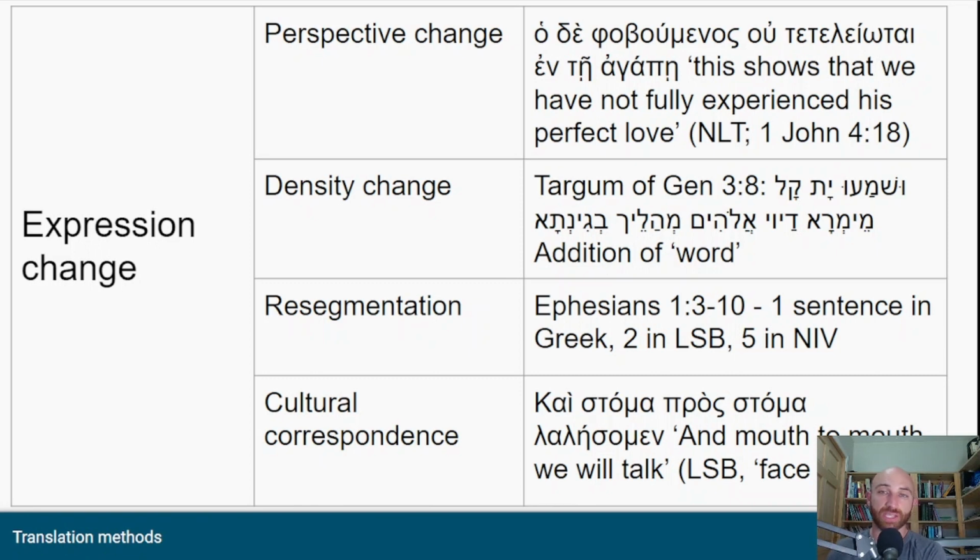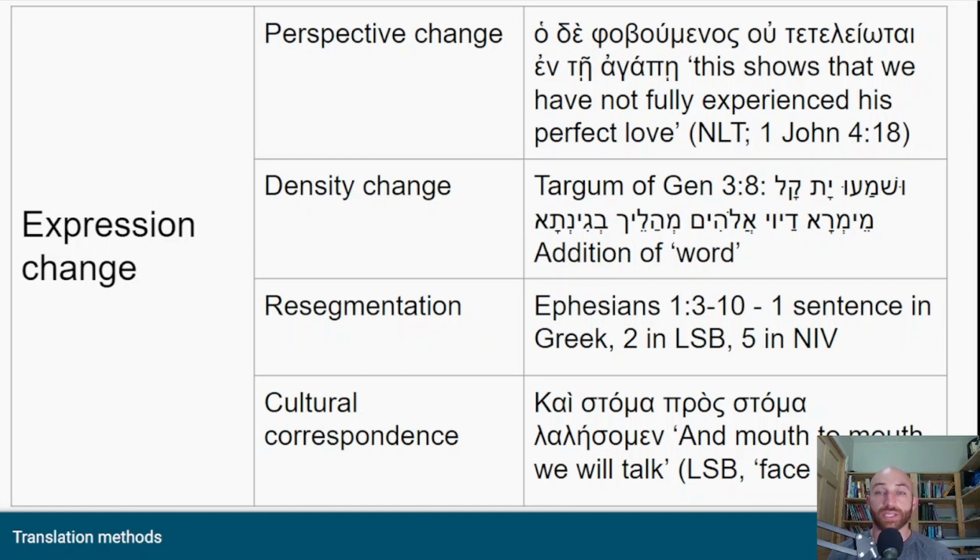So sometimes this will help the reader to understand what's going on in the original text better. Again, this is just a method to employ sometimes when a certain text might be suggesting something in Greek that's harder to say in English without this perspective change. Another subcategory of expression change is density change. So this is when you offer more of an explanation for something than is given in the original.